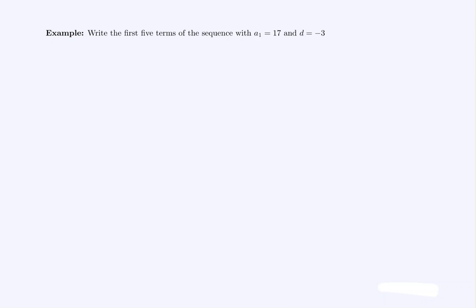Now sometimes we're told what the common difference is, and by giving this piece of information, the problem is just an indirect way of telling us that we're dealing with an arithmetic sequence. And we're asked to write the first 5 terms. They tell us that we're starting at 17, and every term we subtract 3.